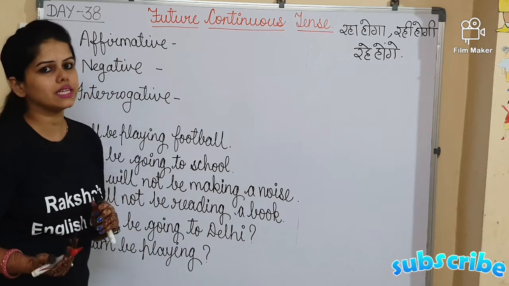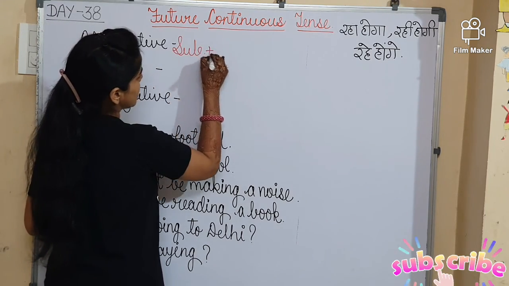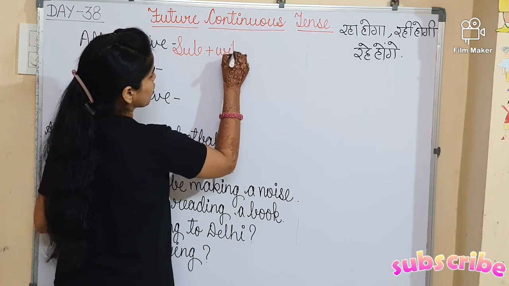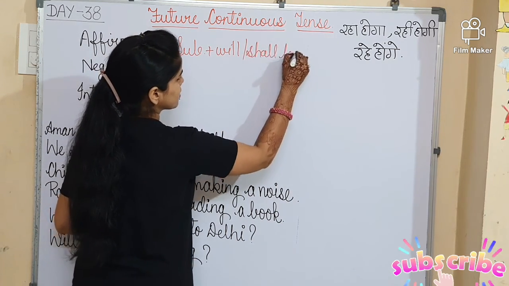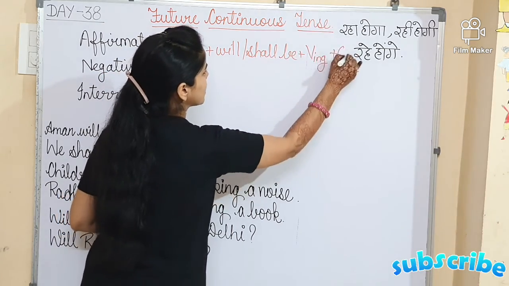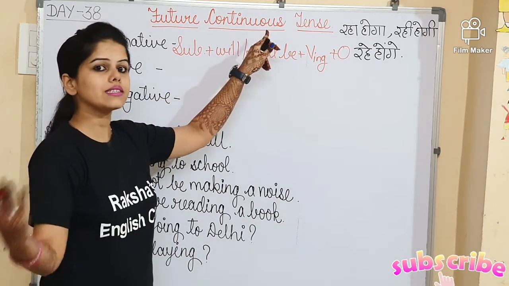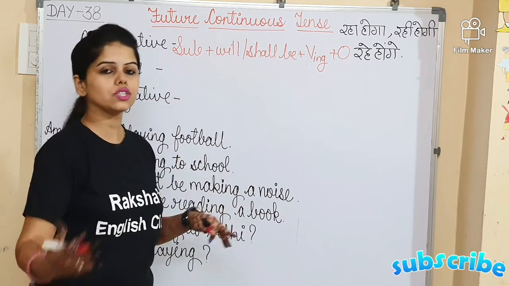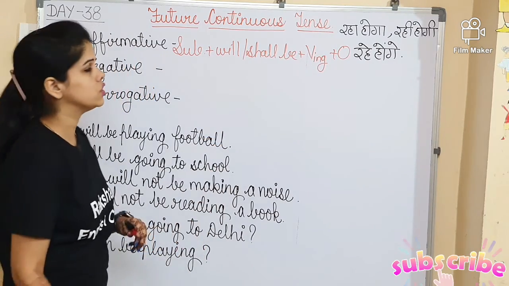अगर अफर्मेटिव सेंटेंस है, ओके, सो व्हाट विल बी द स्ट्रक्चर. सब्जेक्ट प्लस विल और शैल बी प्लस वर्ब इन द आईएनजी फॉर्म प्लस ऑब्जेक्ट, बिकॉज इट इज कंटिन्यूअस. फ्यूचर में ऐसा चल रहा होगा, वो एक्शन कंटिन्यू होगी, दैट्स व्हाई वर्ब इन द आईएनजी फॉर्म.